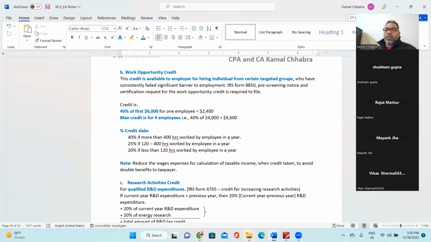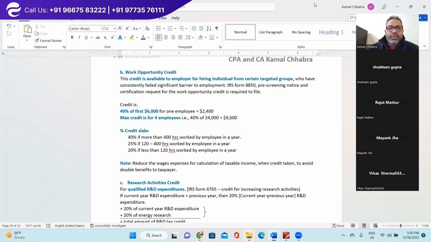And if less than 120 hours, that means like 3 weeks, so like 40 hours a week, if you say, so less than 3 weeks, then only 20%. Make sense? Reduce the wages expense for calculation of taxable income. So if you are taking the tax credit, then whatever tax credit amount you are taking, you need to reduce that from the expenses to avoid double tax benefits, right? So maybe let's draw a small example on this for better clarification.